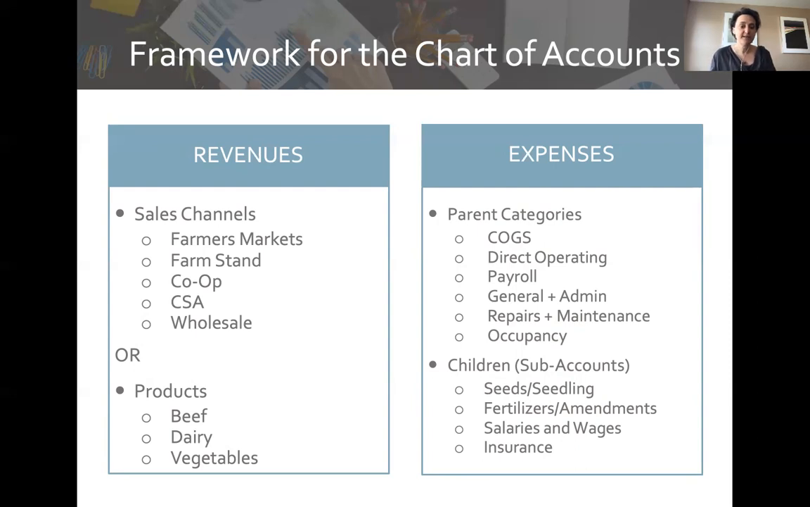With the expenses, it's helpful to have parent categories and then children and grandchildren. You have the primary accounts, which is going to help keep things organized, and then you'll have the sub accounts. I recommend the primary accounts as the cost of goods sold, direct operating, payroll, general and admin, repairs and maintenance, and occupancy. Then all the more detailed accounts, whether it's seeds and seedlings, fertilizer, salaries, insurance, will get nested underneath the parent categories. That's going to ensure that when you run your reports, like is categorized with like, so that you can see all of your direct operating expenses together, and you can see all of your payroll expenses together.